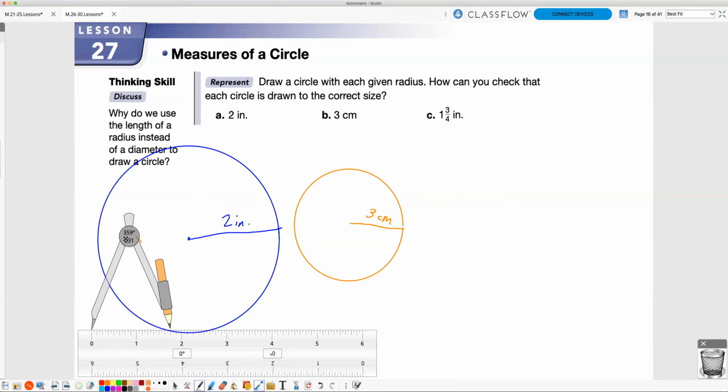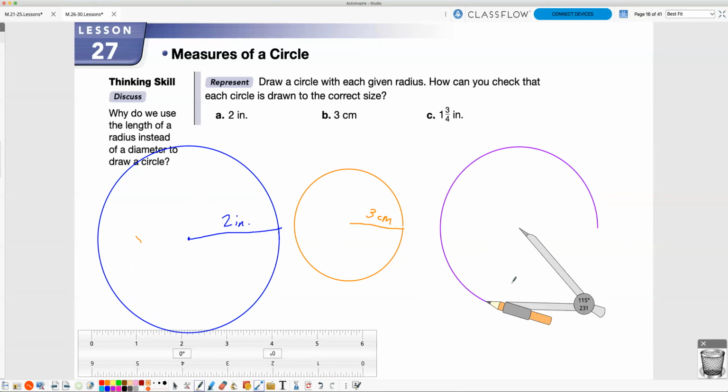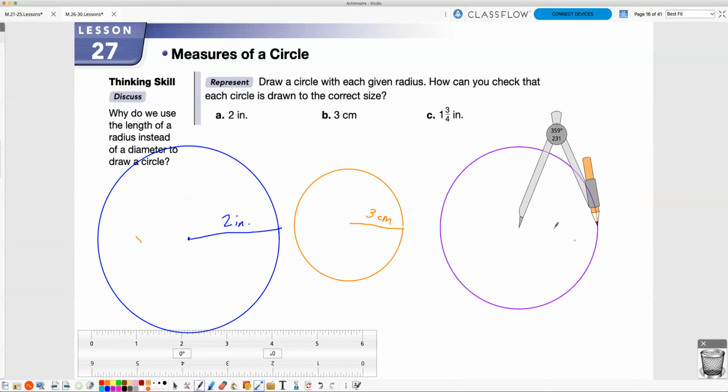And then I'm going to draw my 1 3/4 circle on my paper by placing the needle on the paper and keeping the needle in the exact location all the way around, and drawing with the pencil. Sometimes it's easier to move the paper underneath. Sometimes it helps to have more than one piece of paper so that the needle doesn't tear your paper. This would be considered 1 3/4 inches in radius.